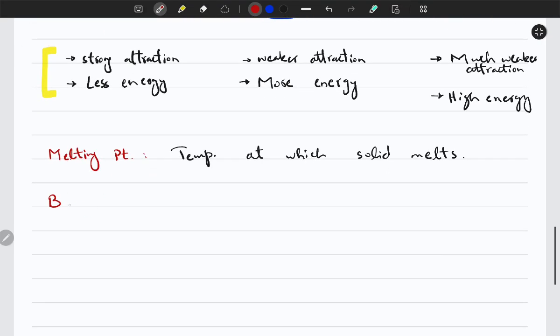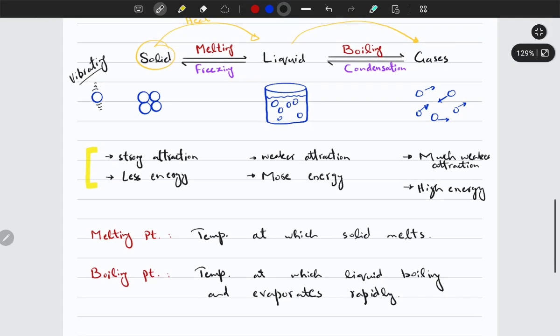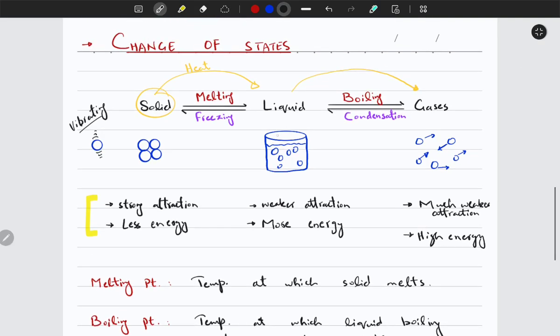Its simplest definition is the temperature at which liquid boils, and when the liquid starts boiling, it boils and evaporates rapidly. Although evaporation is taking place all the time, at the boiling point, evaporation is very rapid.